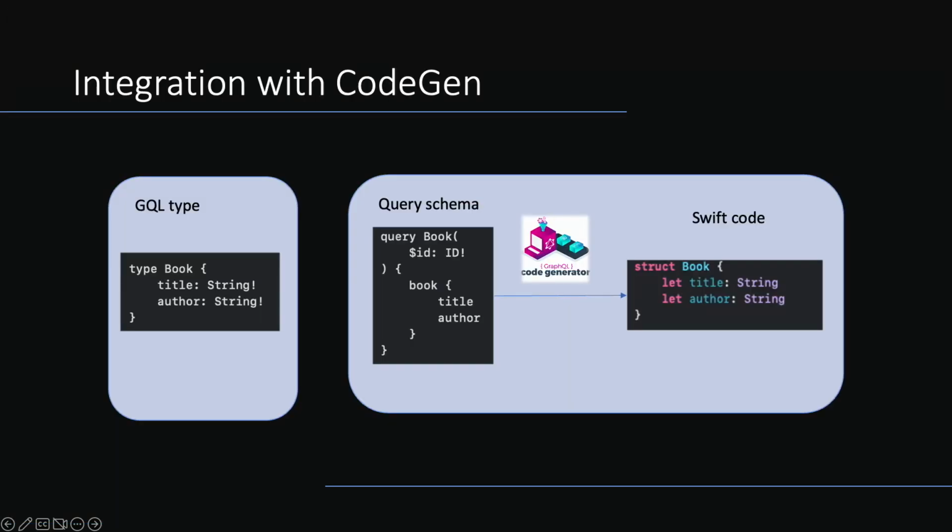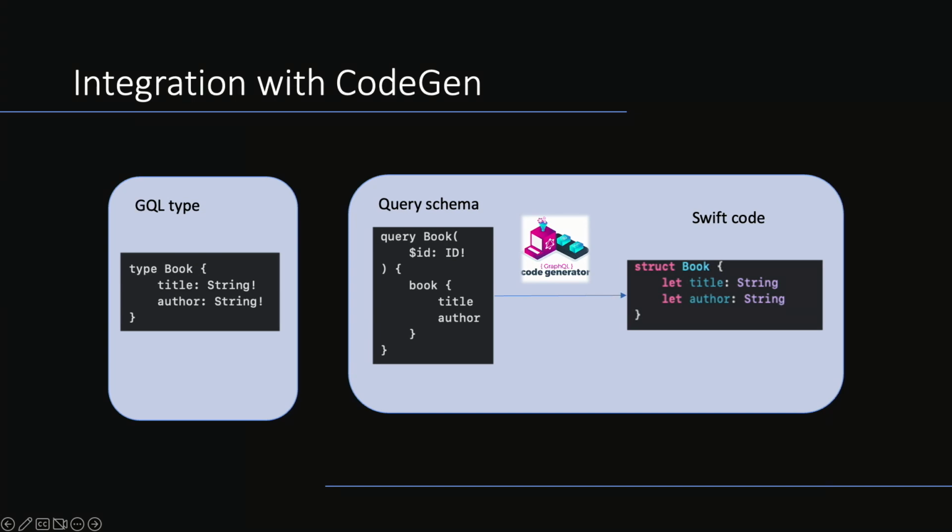So we know GraphQL uses a type system to clearly define the data for each type and the fields in the schema. And CodeGen is a tool that runs the code generation engine to generate Swift source code, in our case, based on the typed GraphQL queries. So let's have a look at the example.